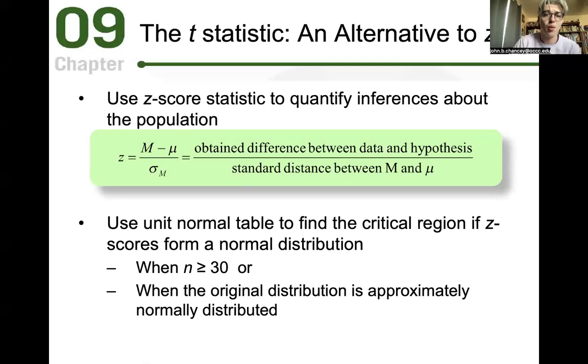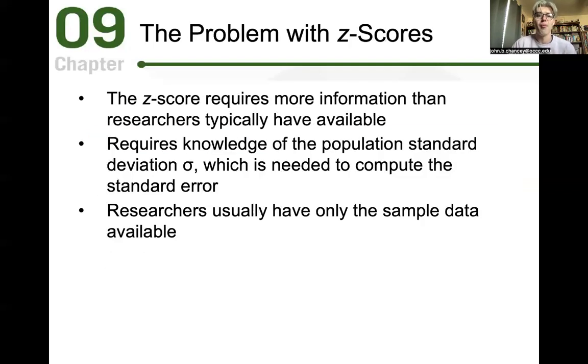So, just a reminder of what that Z-score statistic looks like. If we want to calculate Z, we look for the difference between our data and our hypothesis, and then we divide that by the standard distance between those two, that standard error from the previous slide. And we can then use our unit normal table to find the critical region for our Z-scores for a normal distribution if our sample size n is over 30, or if the original distribution is approximately normally distributed. So those are the conditions for using a Z-test.